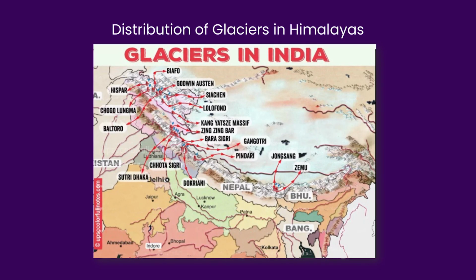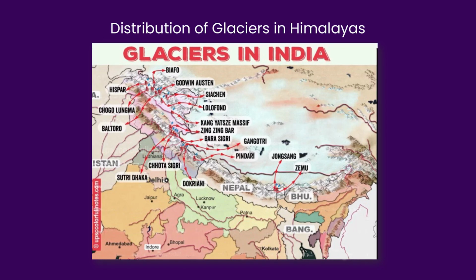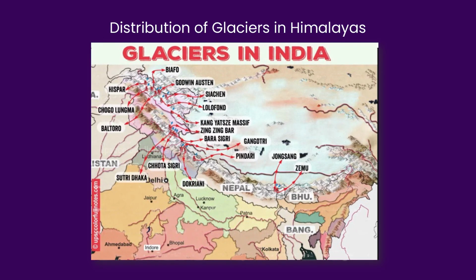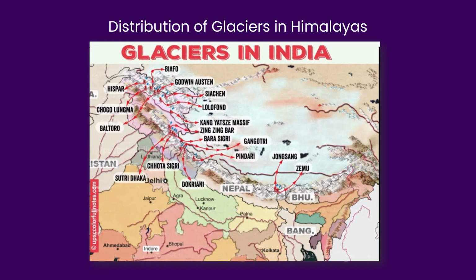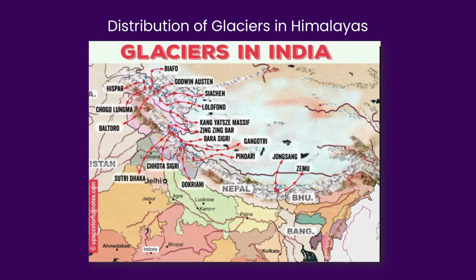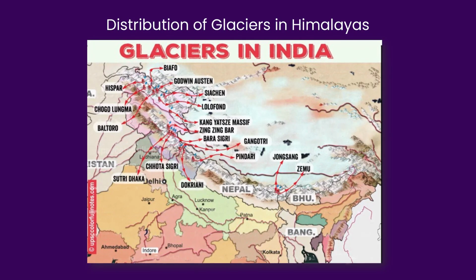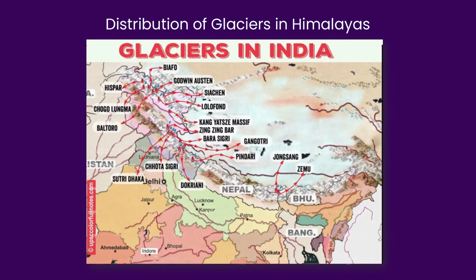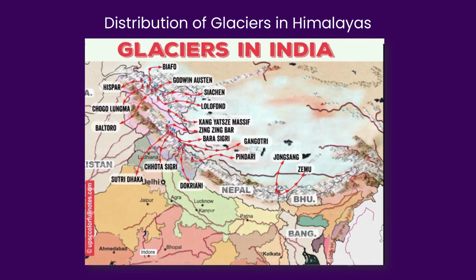Total area of Himalaya is about 5 lakh square kilometer. Area of India is nearly 32 lakh square kilometer. About 33,000 square kilometer area is covered by snow. Here in this map, you can see the distribution of glaciers of Himalayas. Now, let us discuss the major glaciers of Himalayas one by one.